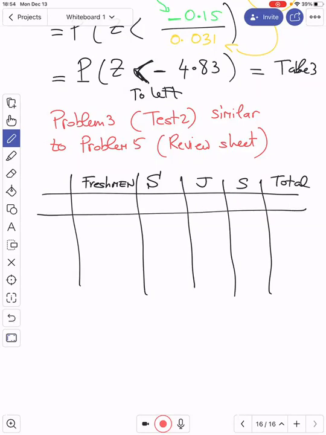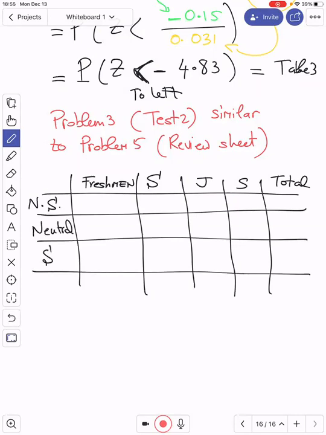Next you have not satisfied, so NS stands for not satisfied. Then you have neutral, and then you have satisfied, that's my capital S, and then you have the total. All right. Now, I think some of you had trouble with the last questions.